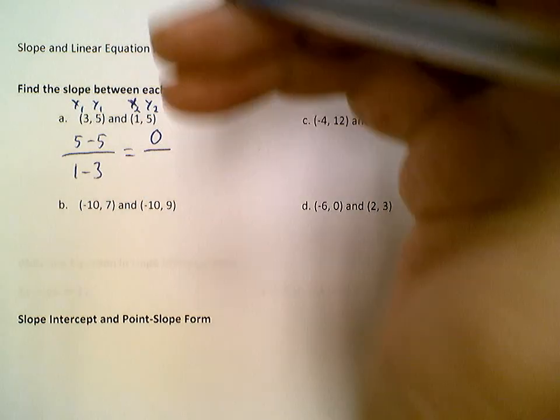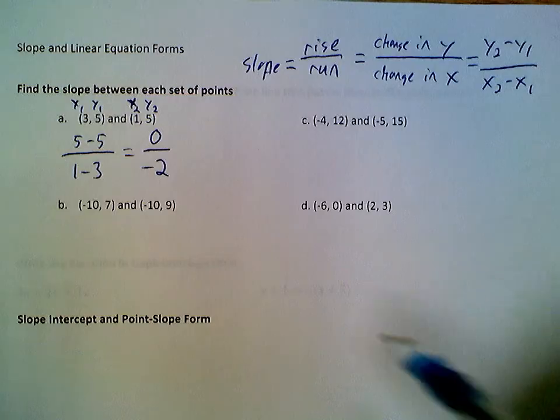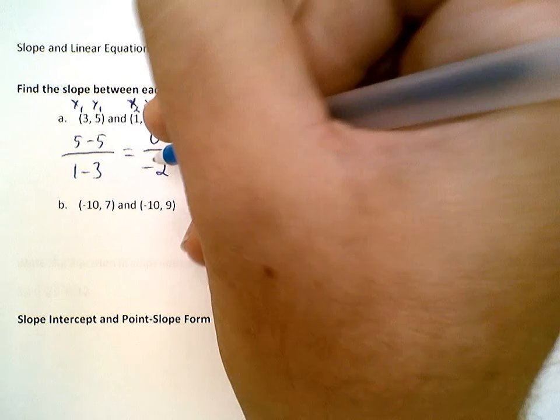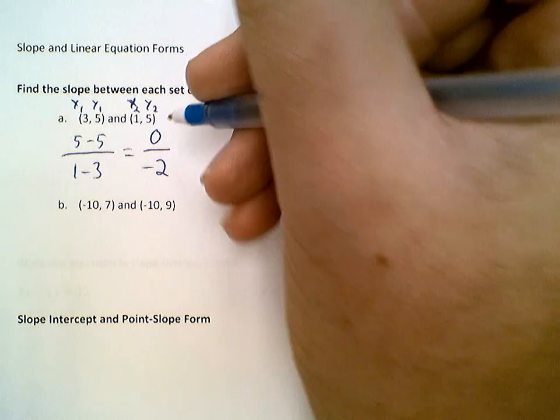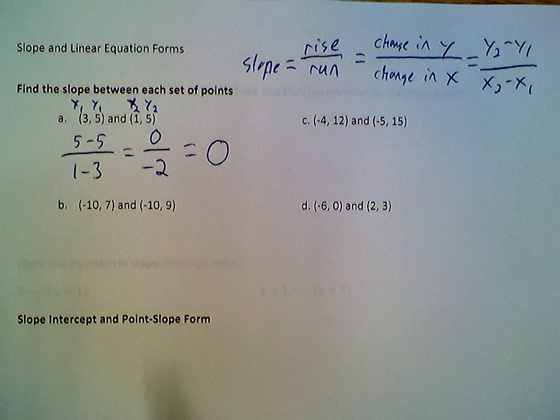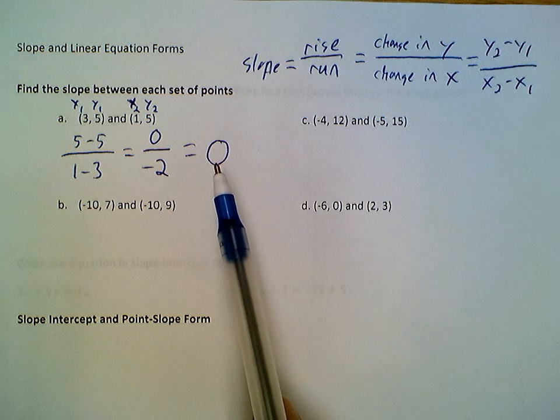1 minus 3 is negative 2. So I end up with 0 over negative 2. Now, how do I simplify 0 divided by negative 2? Well, 0 divided by anything is simply 0. So this one ends up having a slope of 0.